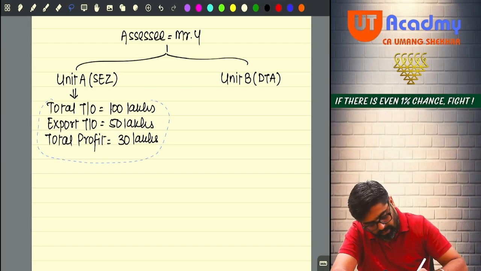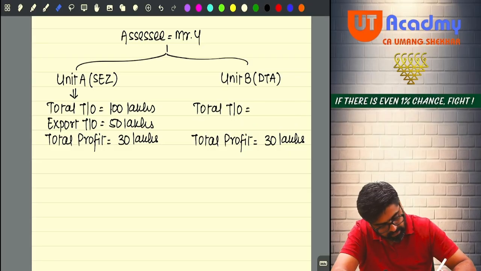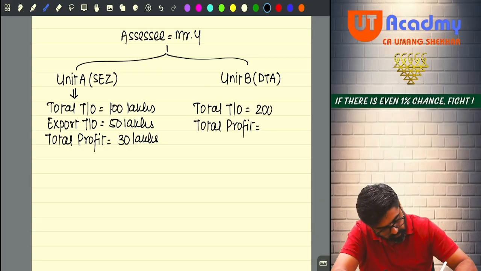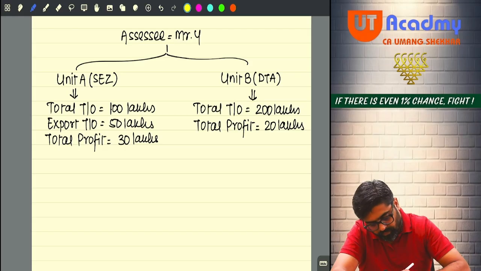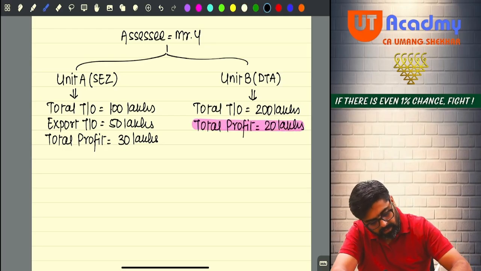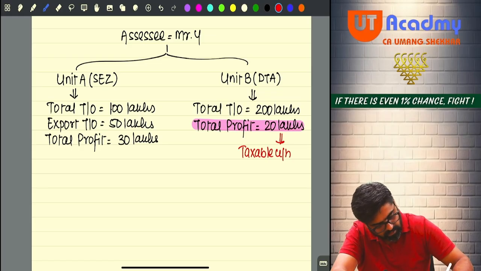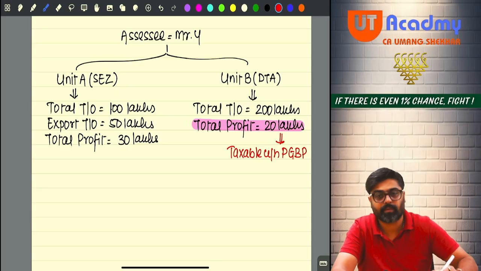Now for unit B. Unit B, I'll write the same thing. But there will not be any export profits. Total turnover was 200 lakhs. And total profits were 20 lakhs. Okay. Now see, can I say that this entire total profit of unit B will be taxable under the head PGBP, because nothing out of this will be exempt. No deduction, no exemption. Entire profits will be taxable.